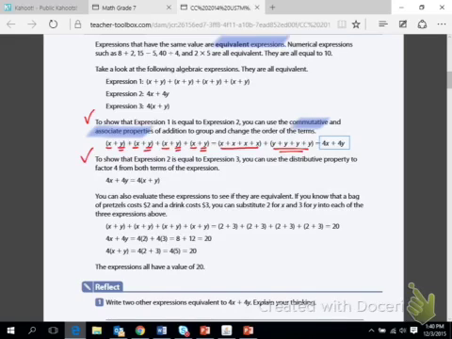To show that expression 2 is equal to expression 3, you can use the distributive property to factor 4 from both terms of the expression. It's important to know what it means to be a factor. And a factor just means that you are a number you can multiply by, or a multiple.